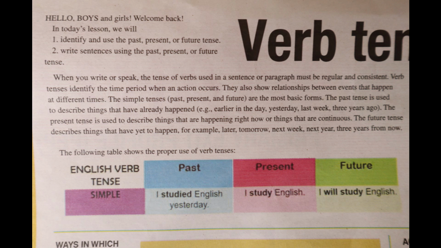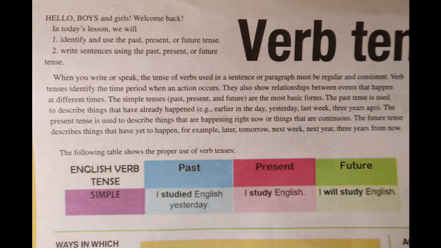The following table shows the proper use of verb tenses. So here we have English verb tenses. We have the past, present, and future. In its simplest form, I studied English yesterday. That's the past tense. I study English. That's the present tense. And this might be something that is happening continuously, and we still refer to it in the present tense. Future, I will study English.